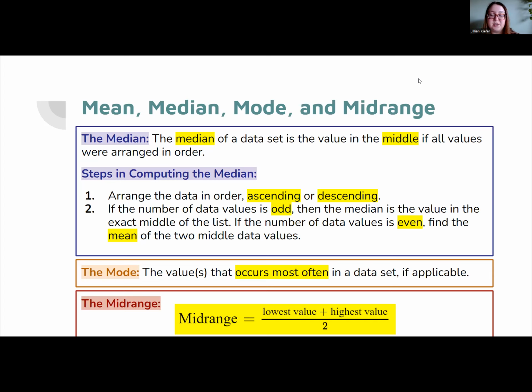Then we have the mid-range. The mid-range is the lowest possible value plus the highest possible value, divided by 2. So the mid-range is really the mean of just the lowest number and the highest number, disregarding all the numbers in the middle. So those are the rest of our measures of average.